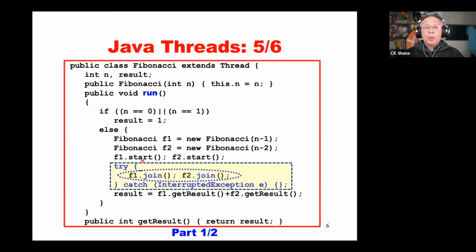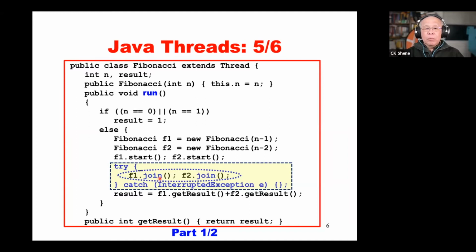F1 computes n minus 1, that is the n minus 1th Fibonacci number. F2 computes the n minus 2 Fibonacci number. So we need to join them in order to get the results from F1 and F2. Java provides the join method. F1.join means waiting for F1 to complete. F2.join means waiting for F2 to complete.